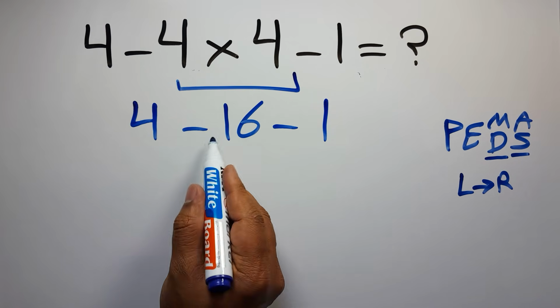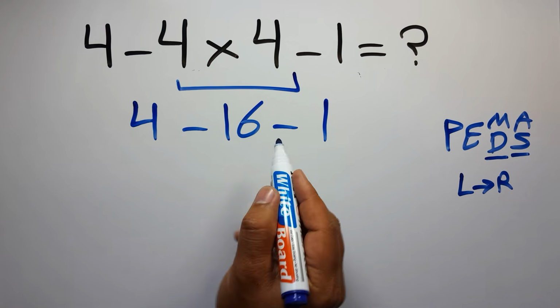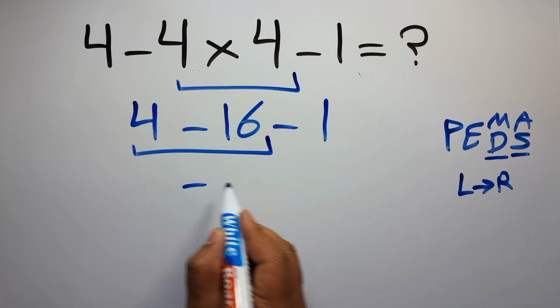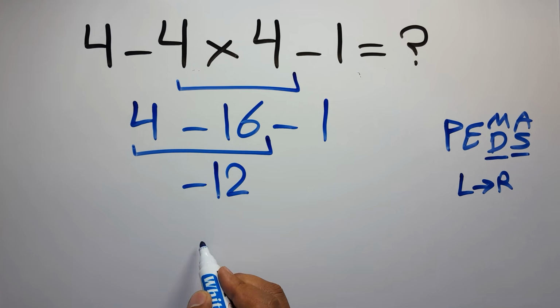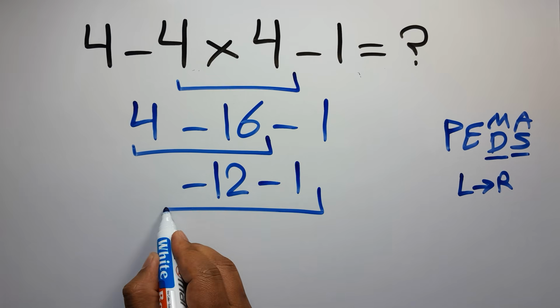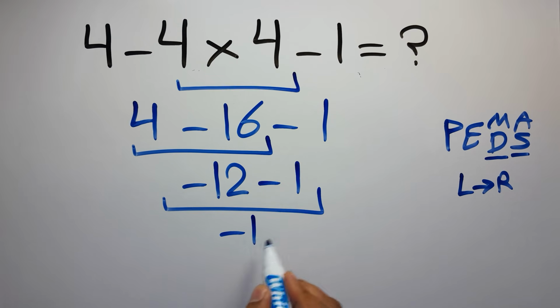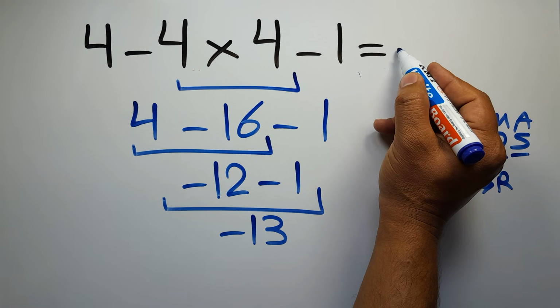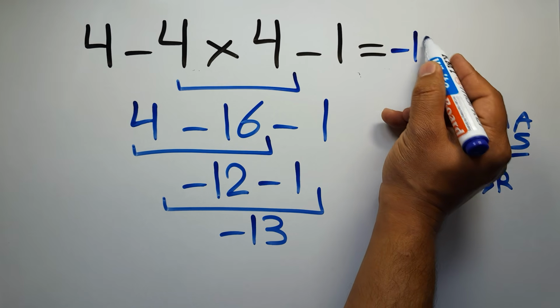Now we have to do this subtraction. 4 minus 16 gives us negative 12. So we have negative 12 minus 1. And this is equal to negative 13. So we have negative 13, and this is our final answer to this problem. The correct answer is negative 13.